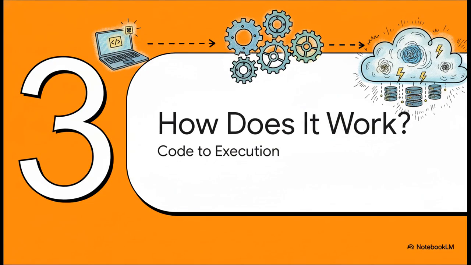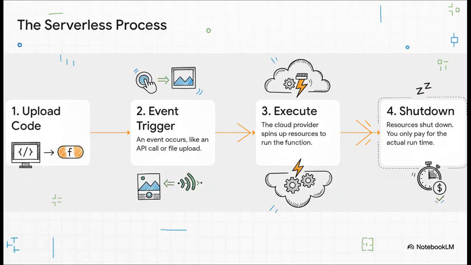So you're probably wondering, how does this all actually work under the hood? Let's trace a little piece of code on its journey from a developer's laptop all the way to running in the cloud. It's really just a simple four-step dance. First, a developer uploads their code, but not as a whole application, just as a small self-contained function. Step 2, something has to trigger that function. It could be anything, a user clicking a button, someone uploading a file, you name it.